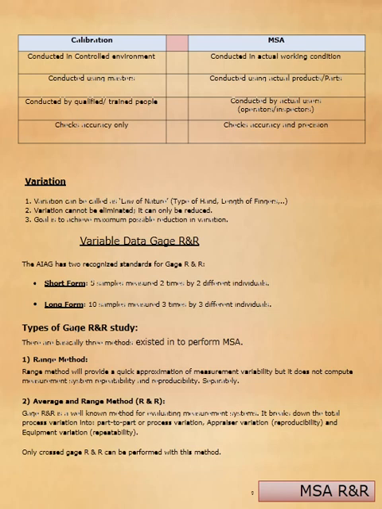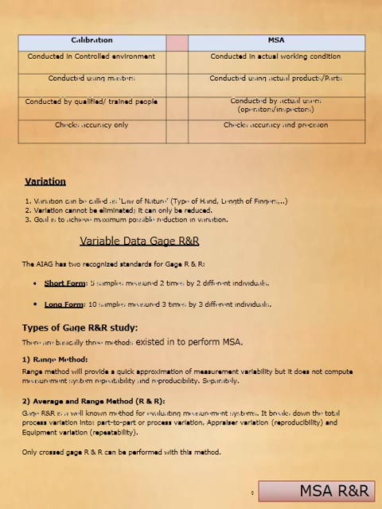Please see the difference between calibration and MSA. Normally calibration is conducted in a controlled environment. The MSA is conducted in the actual working place. Calibration is conducted using masters; MSA is conducted using actual products and parts. Calibration is conducted by qualified trained people; MSA is conducted by actual users like operators and QC inspectors. Calibration checks accuracy only. Here it checks accuracy and precision.